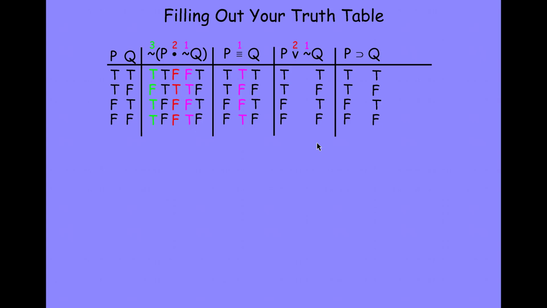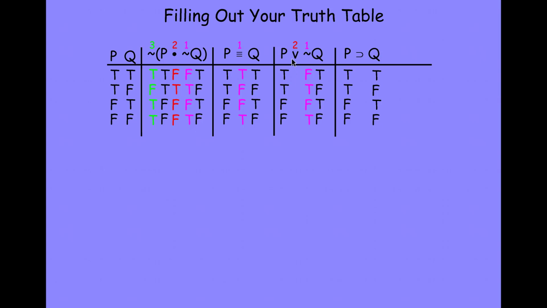The rule for the tilde says that the truth value for the tilde is the opposite of whatever it negates. So in that first row, Q is true, tilde Q would be false. In the second row, Q is false, tilde Q is true. Third row, Q is true, tilde Q would be false. And in the fourth row, Q is false, tilde Q will be true. So that gives us our truth value for tilde Q.